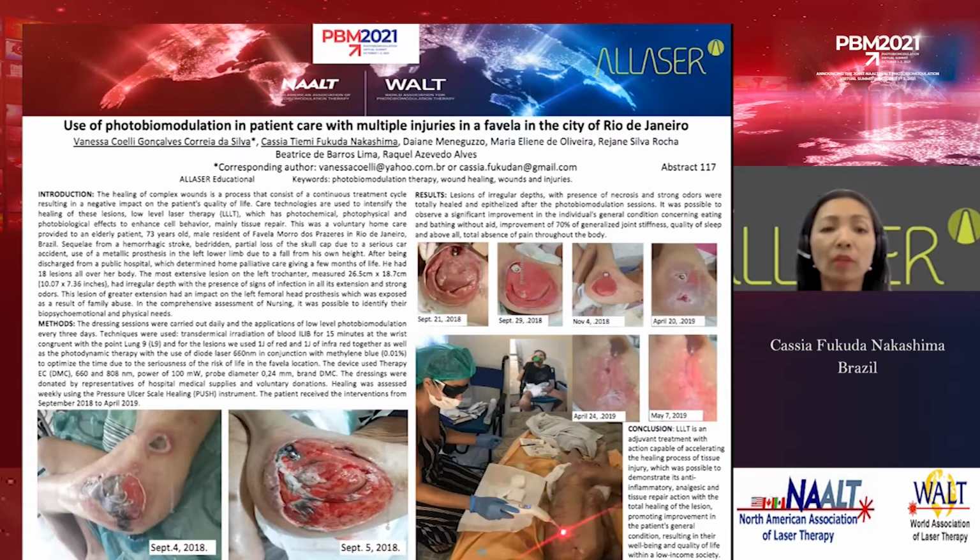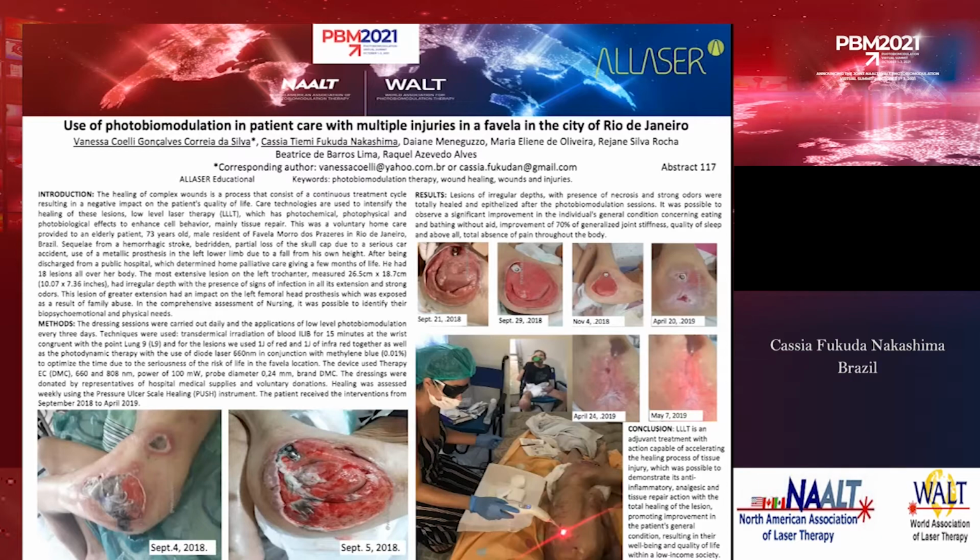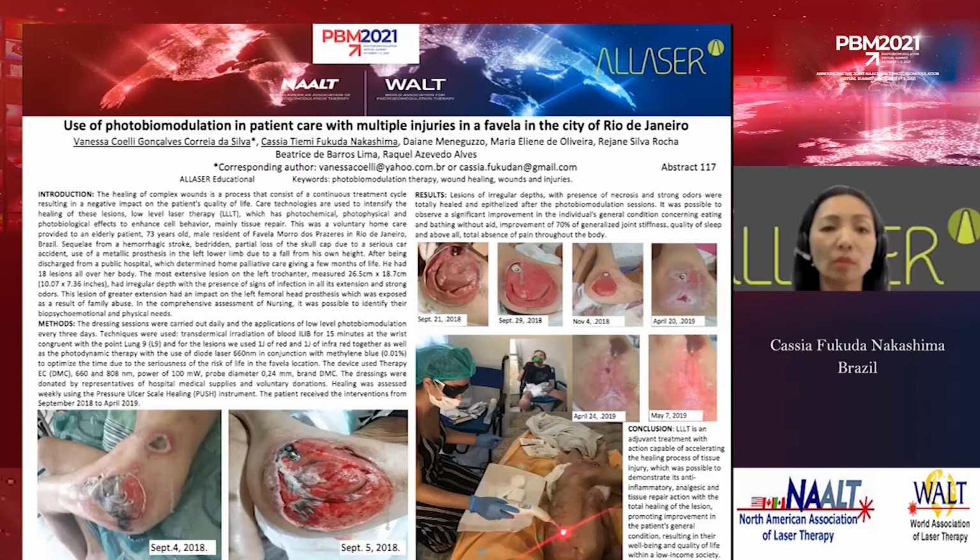So we have here a patient of 73 years old, resident in Rio de Janeiro. He had various sequelae from stroke, bedridden, partial loss of skull cap, and also metallic prostheses, as you can see in the picture, due to a fall from his own height. So he was discharged from the hospital, and he had 18 lesions all over his body.